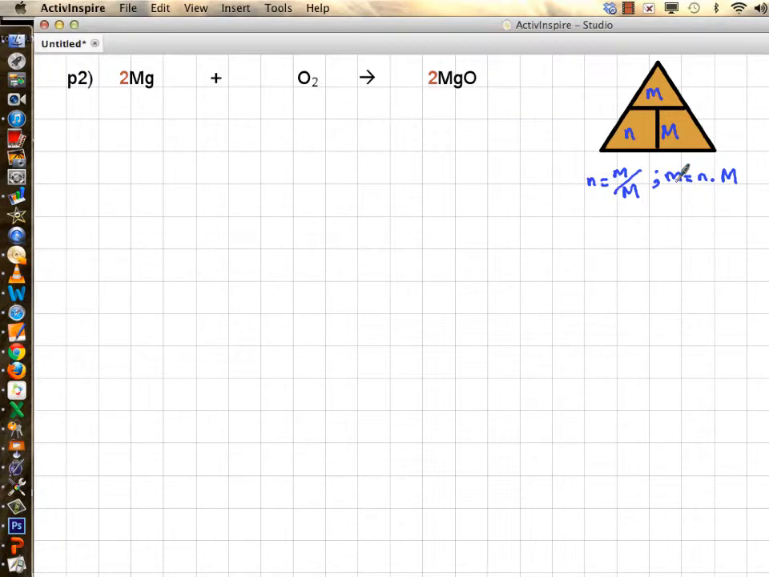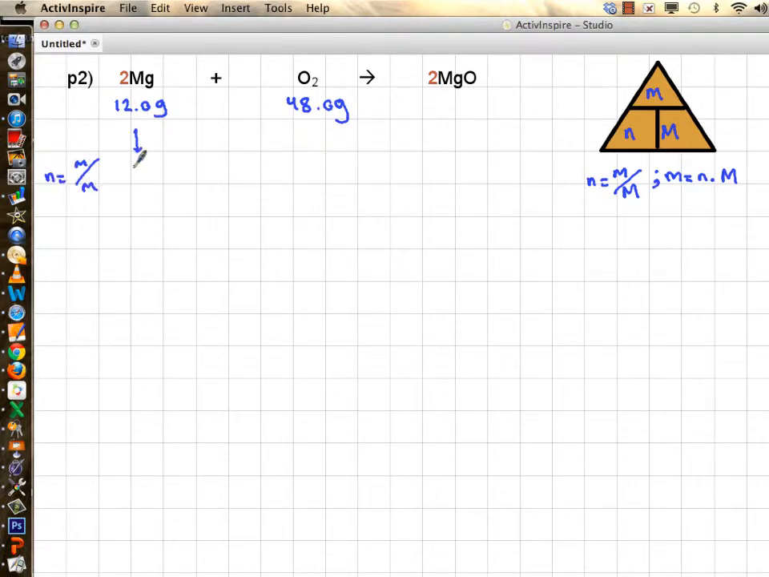So let's say we have 12 grams of magnesium and we have 48 grams of oxygen. And the question is, what is your limiting reactant? The first step is you have to convert grams into moles. Otherwise, you cannot use the balanced equation and the coefficients. So first step, I'm going to convert to moles. So I'm going to divide mass by their molar mass.